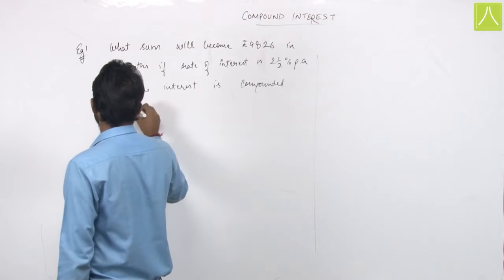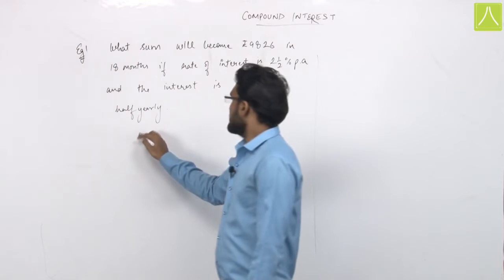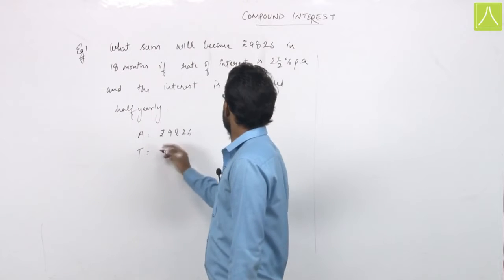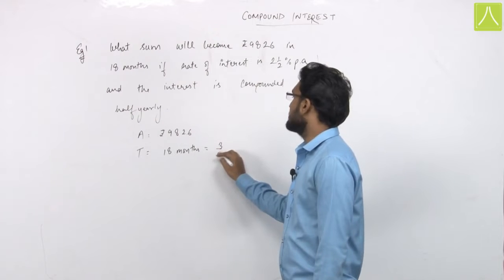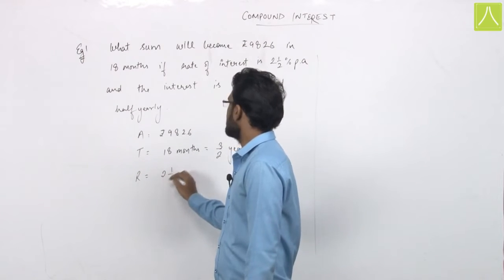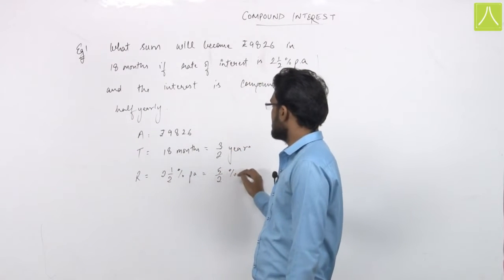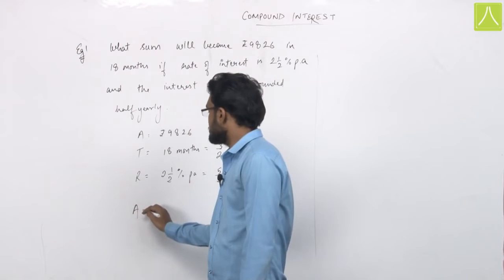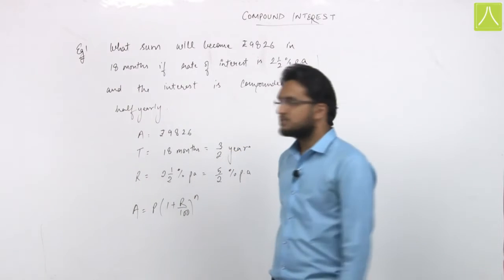Now in this question we have been given the amount and we have to calculate the principal. The amount given is rupees 9826. The time mentioned is 18 months, which can be written as 3/2 years. The rate of interest is 2.5% per annum, which can be written as 5/2% per annum. We all know that the formula for calculating the amount is equal to the principal into 1 plus r upon 100 whole power n, where n is the time.